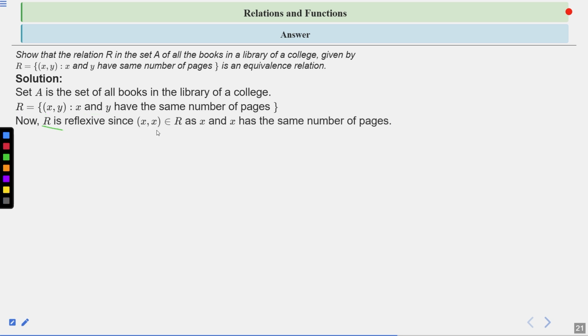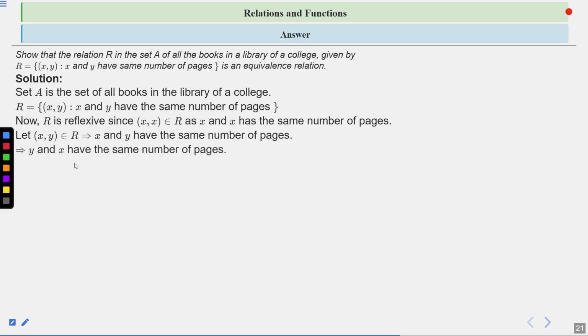R is reflexive. Why? Because the pair (X, X) belongs to R. Why? Because X has the same number of pages as itself. Now for symmetry, we start with the pair (X, Y) belongs to R, meaning both books have the same number of pages. And the same thing can be said by these words: Y and X have the same number of pages, which leads us to the pair (Y, X) belongs to R. Therefore R is symmetric.